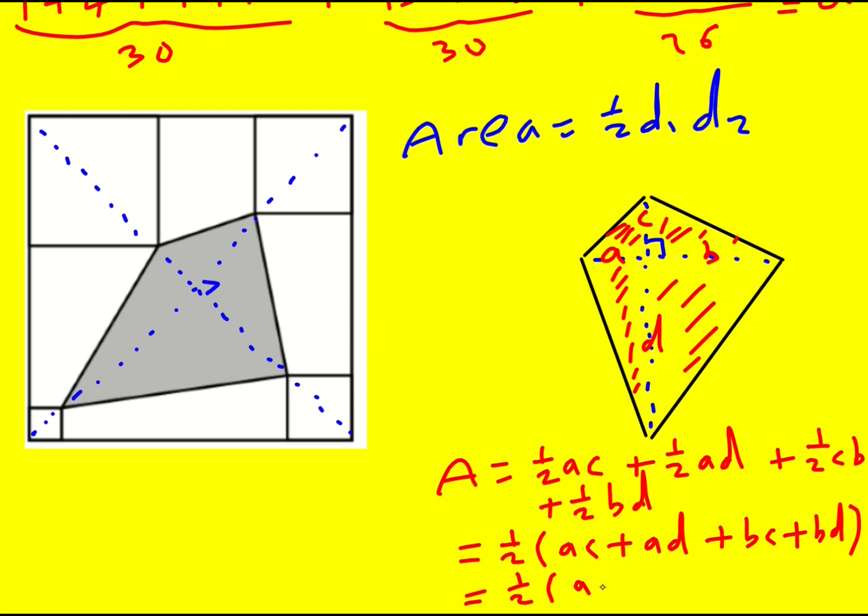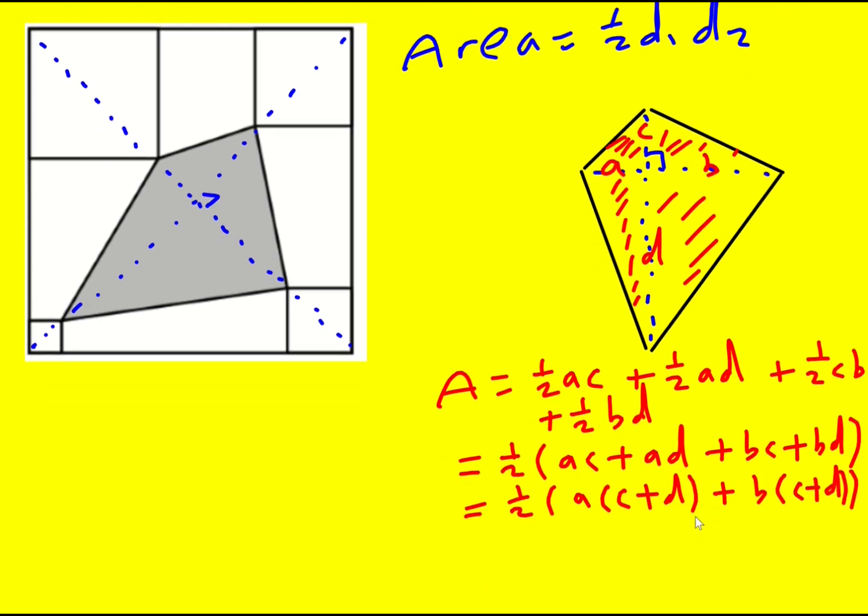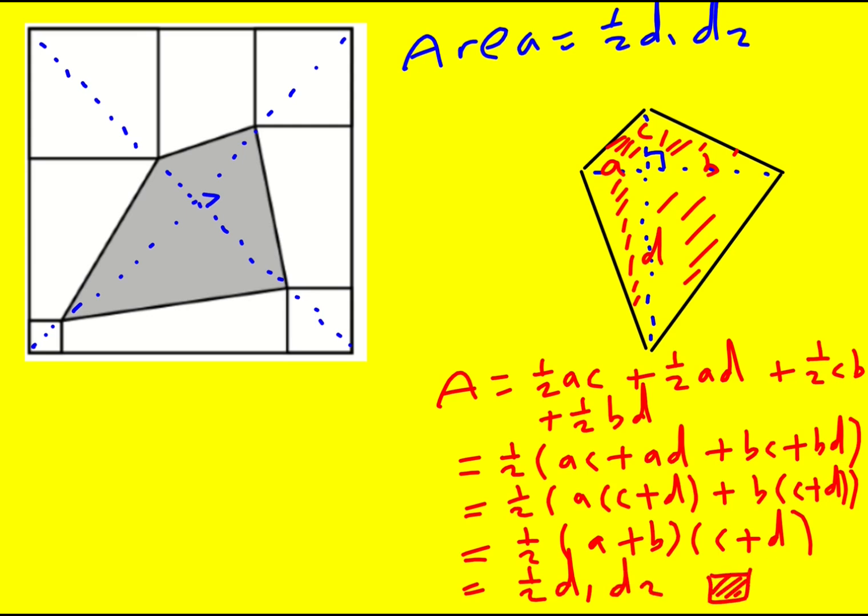because I could write it as A times (C plus D) plus B times (C plus D), and actually there's a common factor of C plus D here. I can then rewrite it as (A plus B) times (C plus D). Now A plus B is simply one of the diagonals, say diagonal 1, and then C plus D is diagonal 2. So the proof is complete.